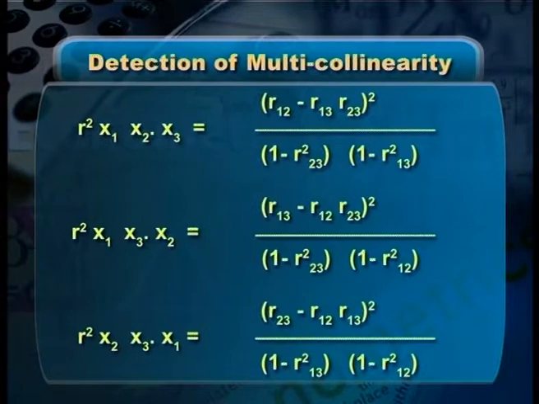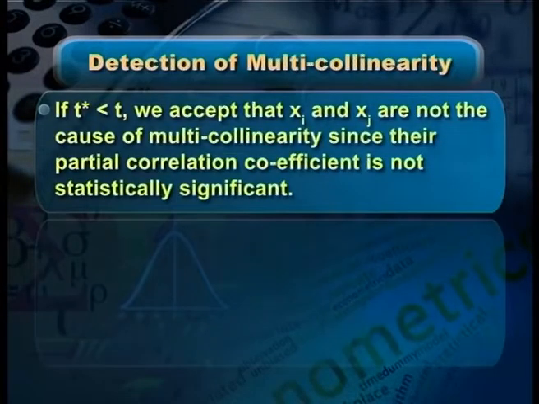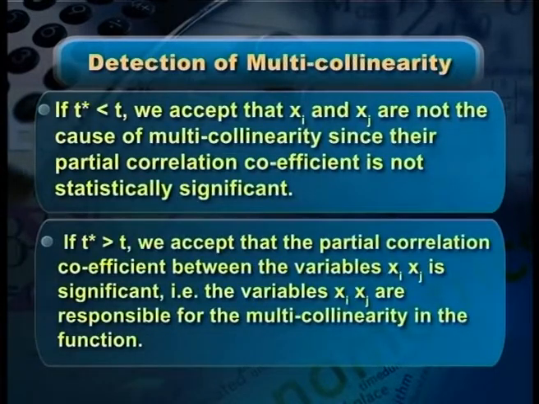Likewise, we have to calculate the partial correlation coefficients in order to conduct the T-test. After calculating the T with the help of a principle, again we have to compare the calculated T value with the theoretical T value. If the calculated T value, that is T star, is greater than the theoretical T value, that is T, we accept that the partial correlation coefficient between the variables xi, xj is insignificant.